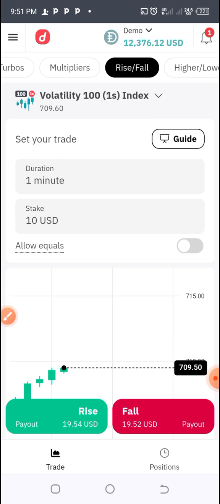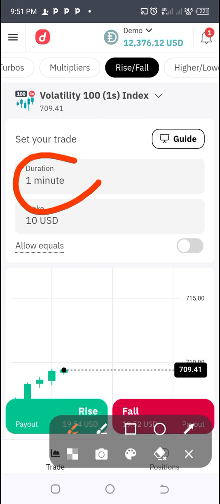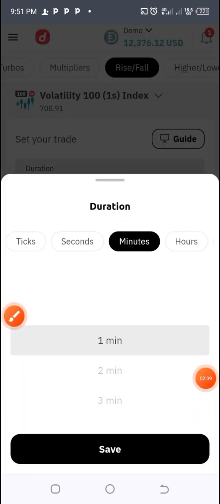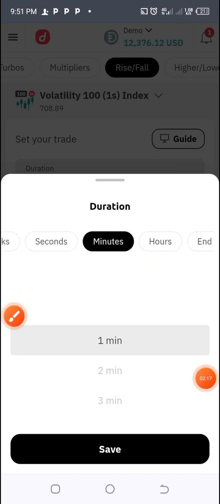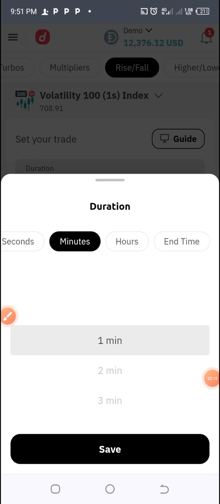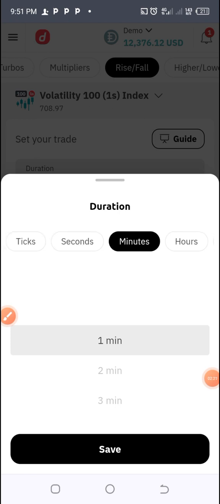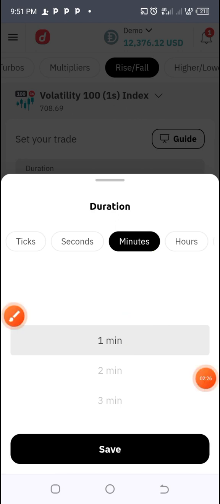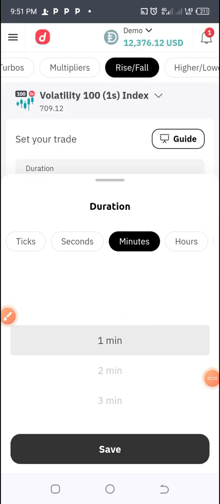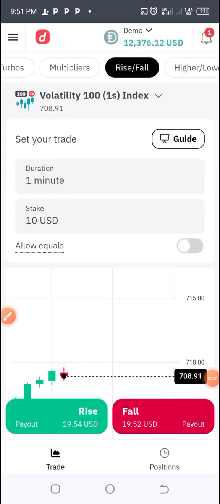Then here you select the duration. Set your trade duration. I want you to set it to 1 minute. You can as well set it to ticks, seconds, minutes, hours, even days, but today I want you to set it in minutes, and make sure you set it at 1 minute, okay, for the purpose of this tutorial.